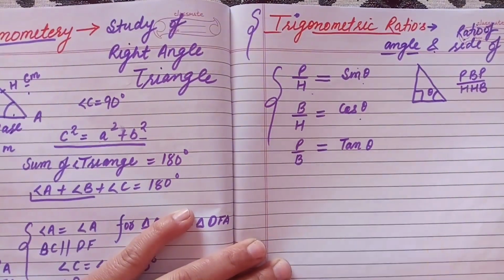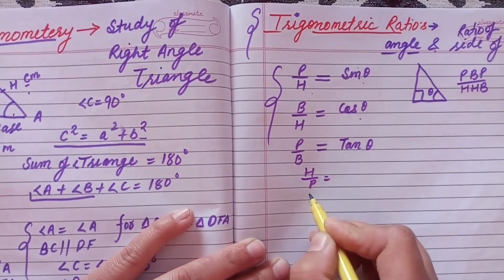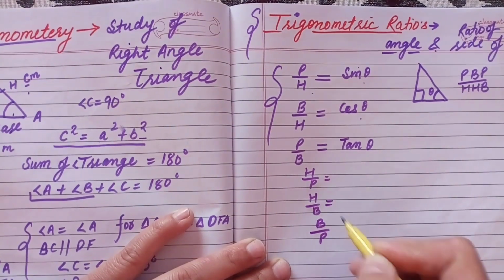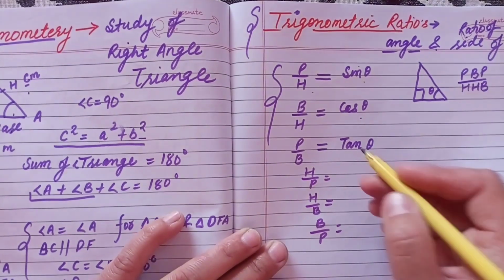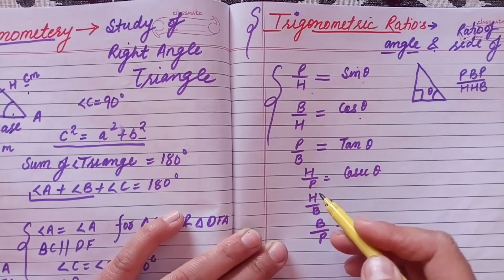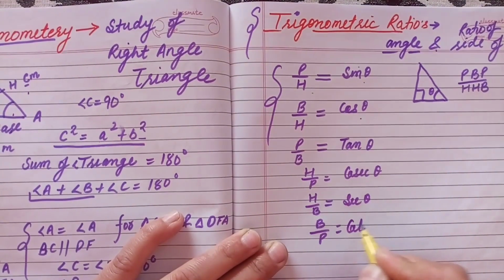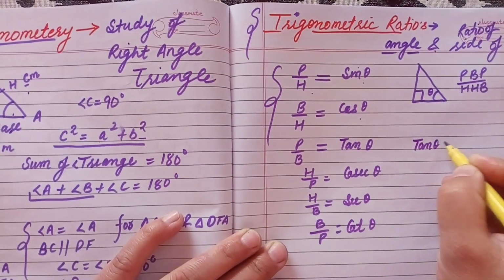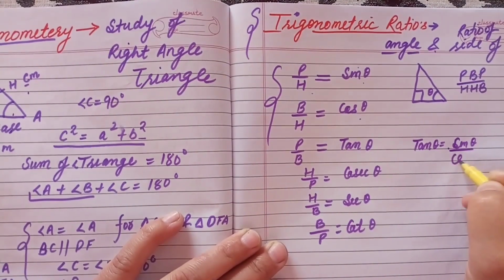We also use the inverses of these ratios, like H upon P, H upon B, and B upon P. The inverse of sin theta is cosec of theta, the inverse of cos theta is secant of theta, and the inverse of tangent theta is cotangent of theta. It means you can also write tangent of theta as sin theta upon cos of theta.